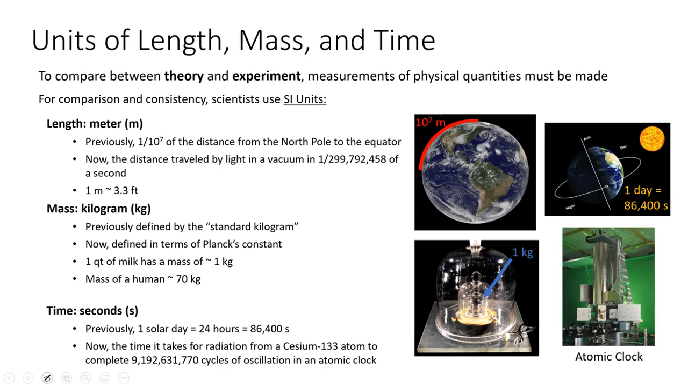Okay, lastly, the SI unit for time is seconds. Previously this was defined in terms of the solar day. So 1 day is 24 hours, and so that would be 86,400 seconds. And that was how a second was defined. Now, again, we have a more precise measurement. It's actually defined in terms of the decay of cesium in an atomic clock.